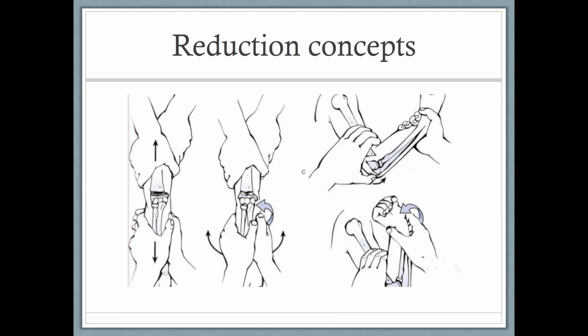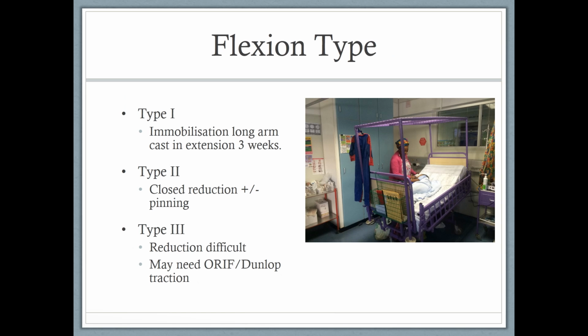And that's just the steps: traction, coronal, sagittal, and axial planes. The flexion types, I've already said that we are mobilized in a long arm cast, 3 weeks. The type 2s, we're going to usually do closed reduction and pinning. In the type 3s, where reduction may be difficult, we may need ORIF or Dunlop traction.